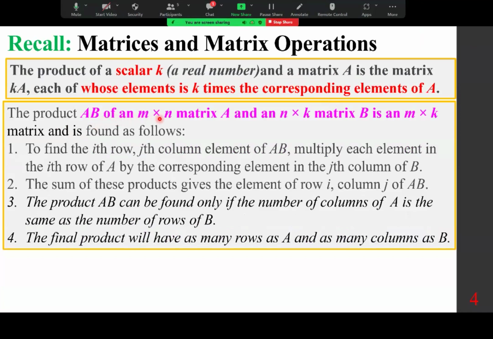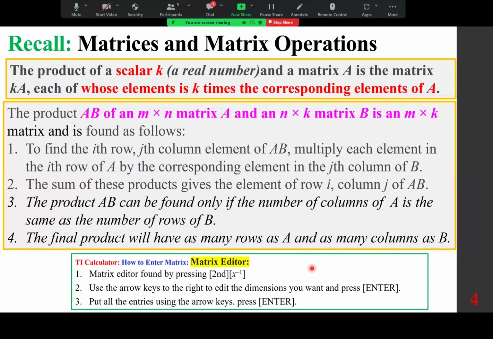The product AB of an m by n matrix A and an n by k matrix B is an m by k matrix, and it's found as follows. To find the ith row, jth column element of AB, multiply each element in the ith row of A by the corresponding element in the jth column of B. The sum of these products gives the element of row i, column j of AB. The product AB can be found only if the number of columns of A is the same as the number of rows of B. Notice this number must be the same as this number. The final product will have as many rows as A and as many columns as B.